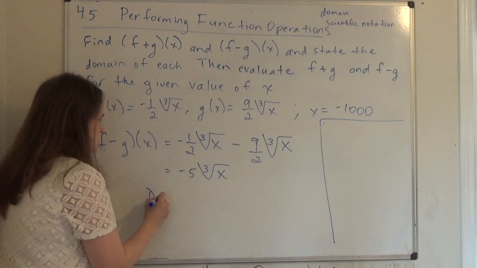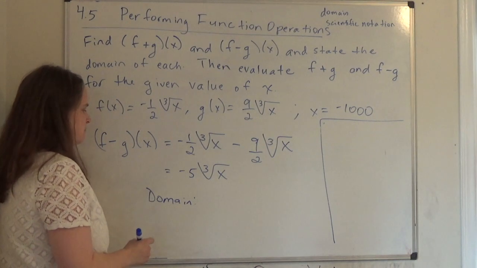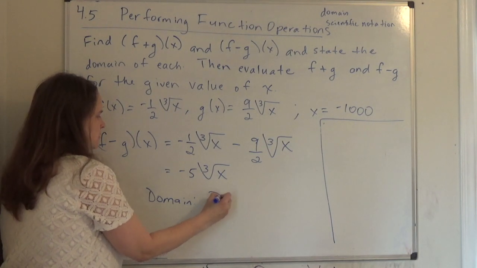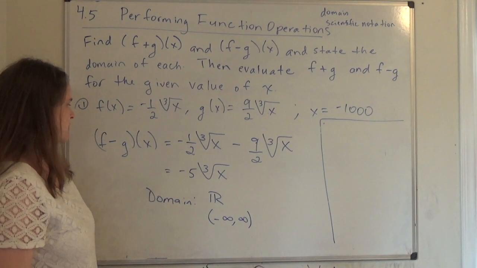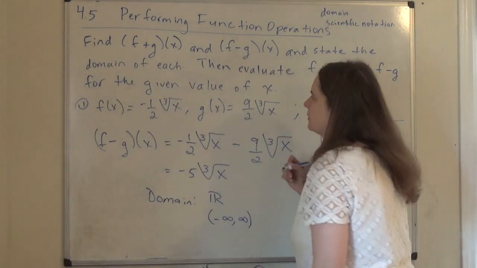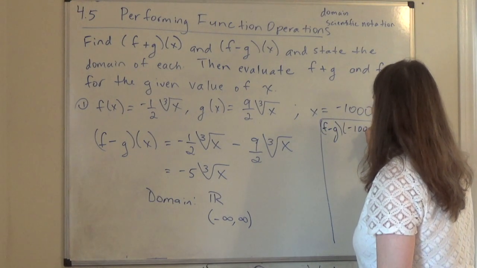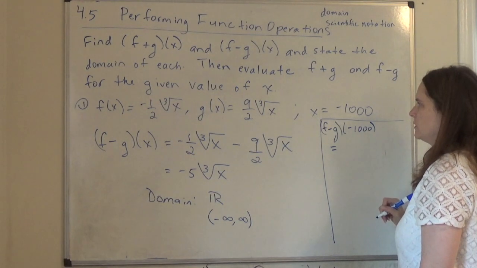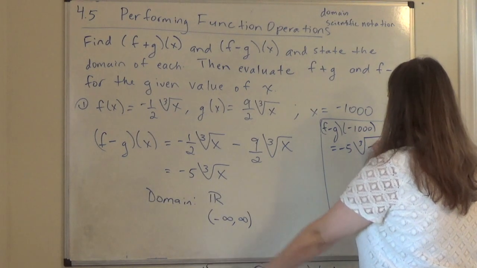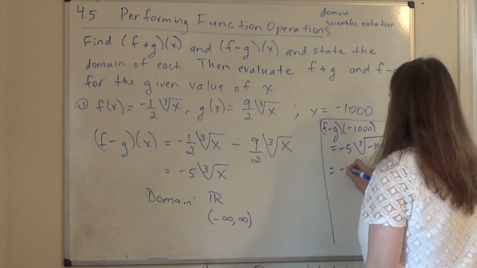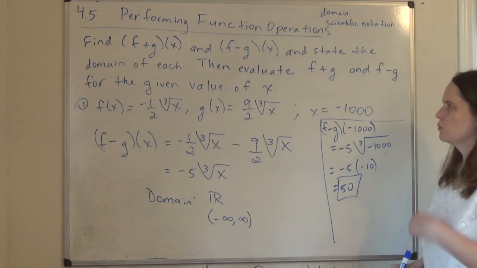The domain for this is still all real numbers, for the same reasons that we had in part A for the f plus g. So you can do all real numbers, negative infinity to positive infinity, and then evaluate for negative 1,000. So f minus g of negative 1,000, put negative 1,000 into this step, negative 5 times the cube root of negative 1,000. Negative 5 times negative 10 gives me positive 50. And that's it for number 1.